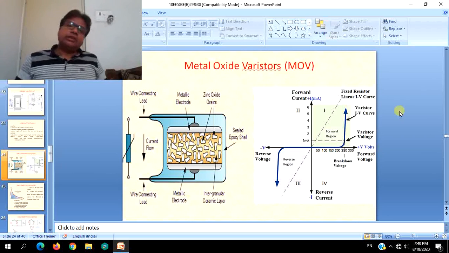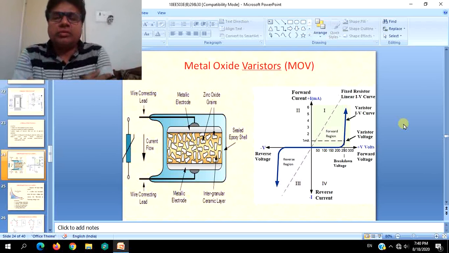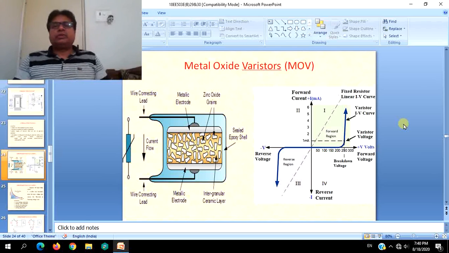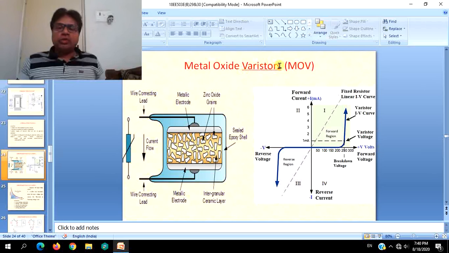The next device is the metal oxide varistor or MOV. Varistor, the term comes from the combination of two words, variable resistor or variable resistance. As the name indicates, the resistance of this particular device varies according to the applied voltage across its ends. And it is mainly made up of a metal oxide, in most cases zinc oxide.